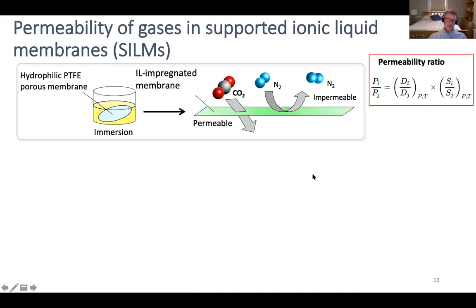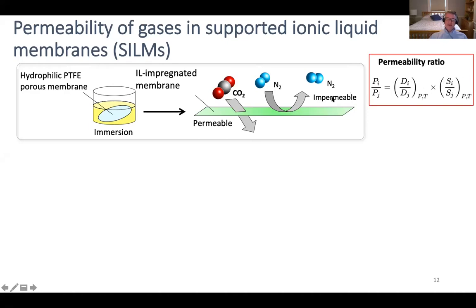And the one I want to focus on today is using an ionic liquid in what's called a supported ionic liquid membrane. So the idea is you could take a standard membrane, maybe a PTFE porous membrane, and let's say you were interested in separating CO2 from nitrogen. You wanted to do flue gas capture or something like that. Well, we know that the permeability ratio of two species I and J is equal to their diffusivity ratio times their solubility ratio. So the faster a species can move through a membrane, the higher the permeability, and the more that dissolves in the membrane, the higher the permeability.